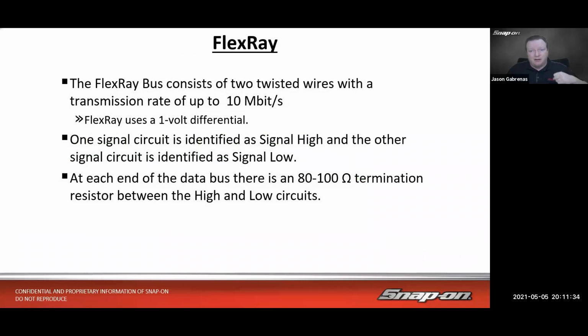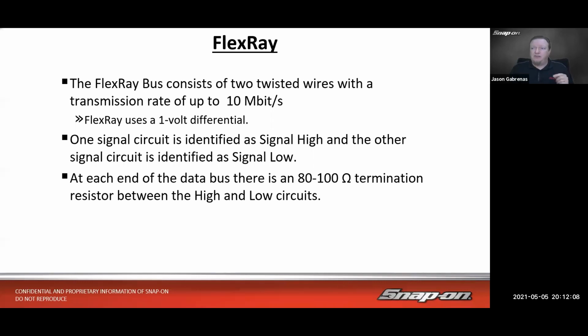But another way that manufacturers have attacked data collisions, too much going on, not being able to transmit data fast enough, some manufacturers have started using what we call FlexRay. Now, FlexRay is like CAN, but it's considerably faster. It is still a 2-wire twisted pair, just like CAN is. This one has a transmission rate of up to 10 megabits per second. So that is 10 to 20 times faster than CAN, right? So it uses a similar structure, but it is considerably faster in data transmission.